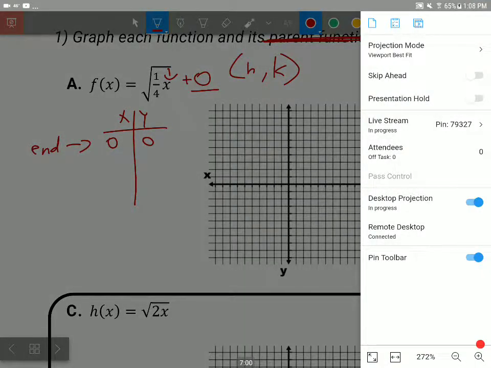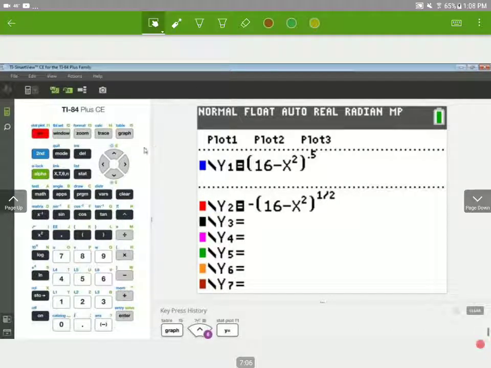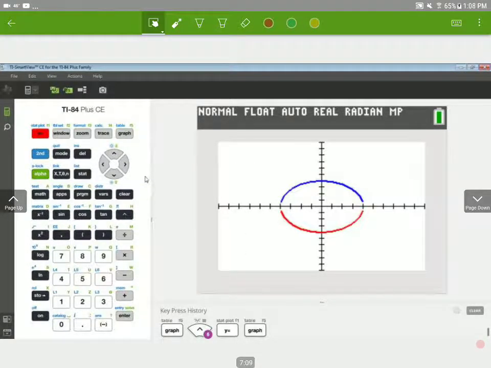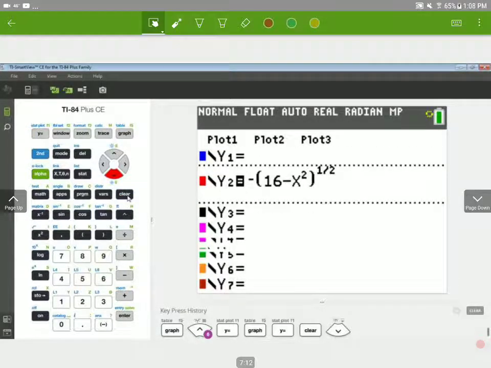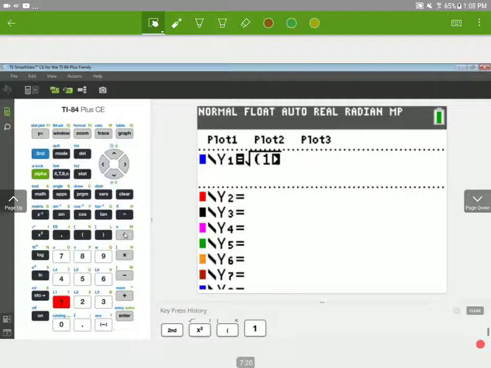Turn your calculator on. Not pass control, remote desktop. Here we go. Y equals. Nope. Clear, clear. We've got the square root, which we can do like this. The square root of 1/4 x. Now, I do this because you can always put in fractions like this. Just put it in parentheses. Or make it a decimal, 0.25. Now, don't do a 1/3 as a decimal. If it's repeating, you have to put it in as a fraction. Okay? But if you know the decimal, just stick the decimal. That's fine.